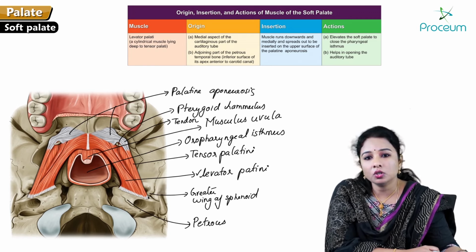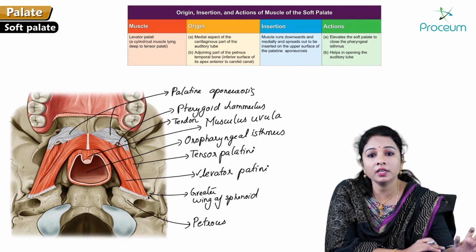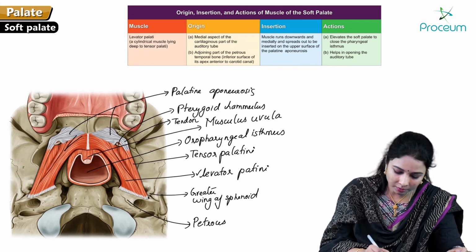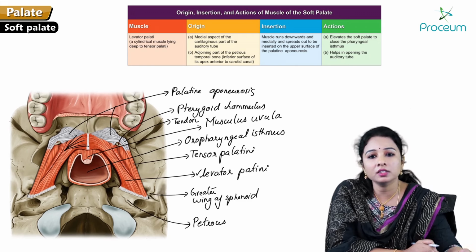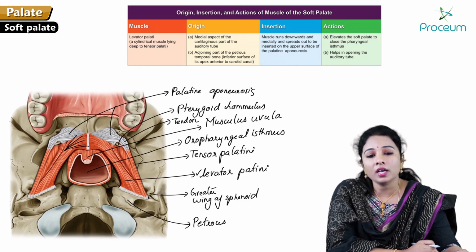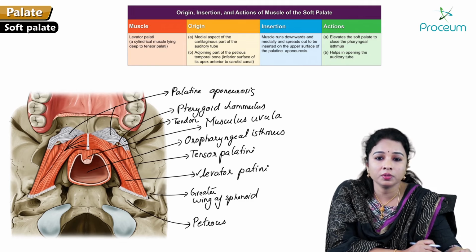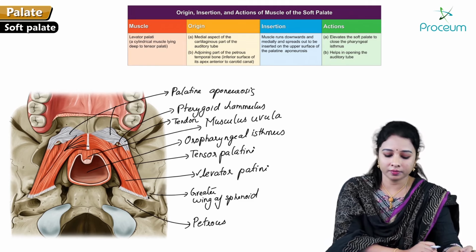And the muscle runs downwards and medially and spreads out to get inserted into palatine aponeurosis. So we can see the muscle is spreading along with the palatine aponeurosis and getting inserted into the soft palate. So as the name suggests, levator palatini helps in the elevation of soft palate and closes the pharyngeal isthmus and helps the opening of auditory tube. So it closes the pharyngeal isthmus during deglutition.